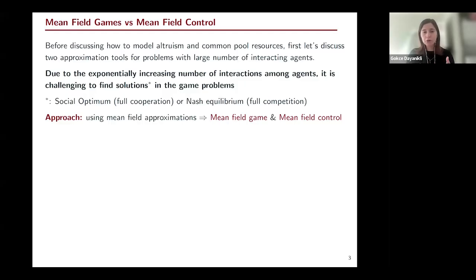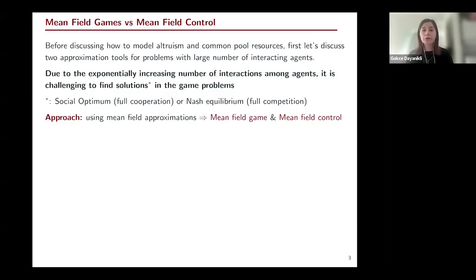But in both of these cases, since we have an exponentially increasing number of interactions among the agents, and since we need to account for these interactions, it is going to be pretty challenging to find this. So what we do is that generally we use mean field approximations. As I said, for the cooperative setting, this would be mean field control, or sometimes it is called control of McKean-Vlasov dynamics.